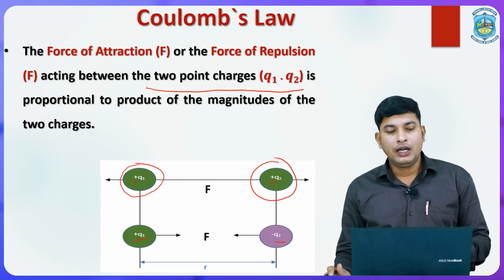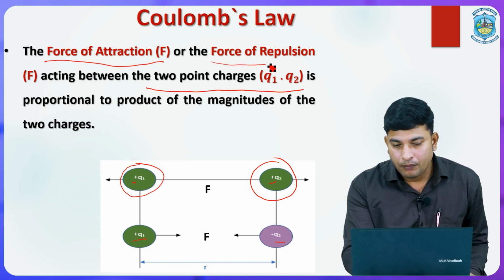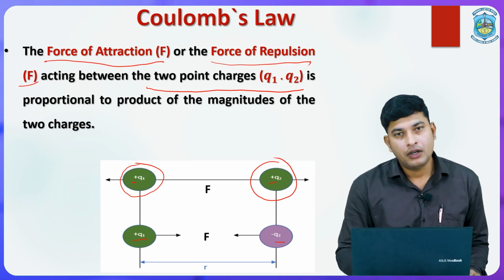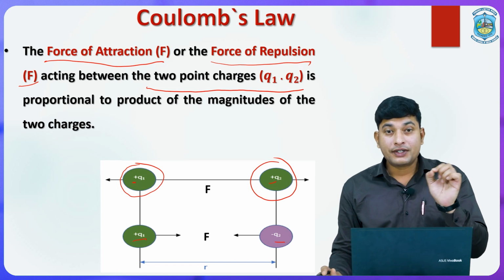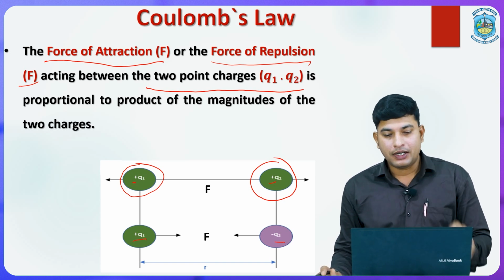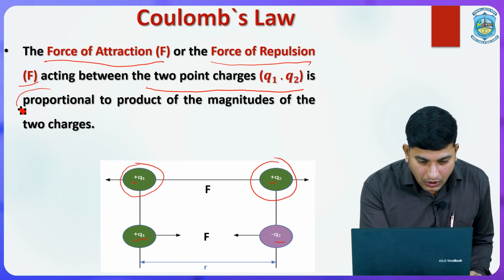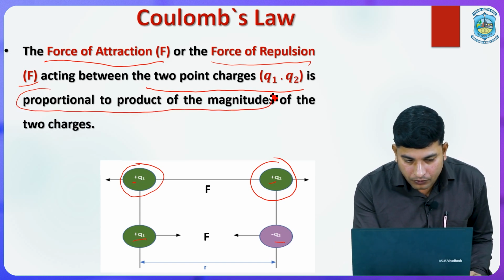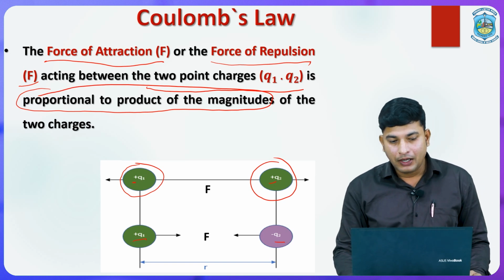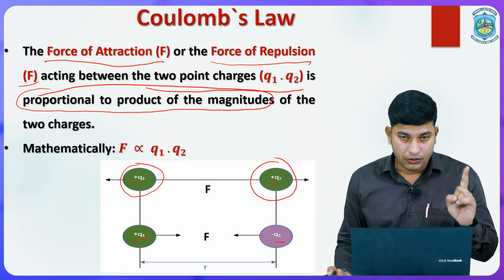Both forces, whether the force of attraction or the force of repulsion, we have taken the symbol F for both. This force is directly proportional to the product of the magnitudes of the two charges, or mathematically we can say F is directly proportional to Q1 times Q2.